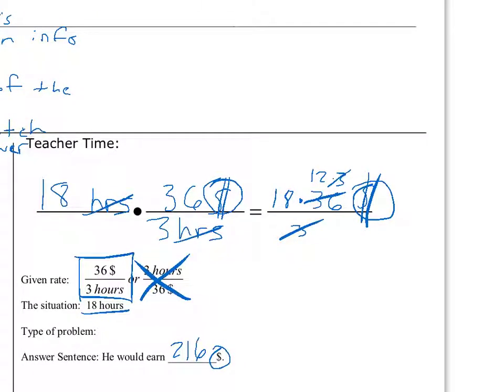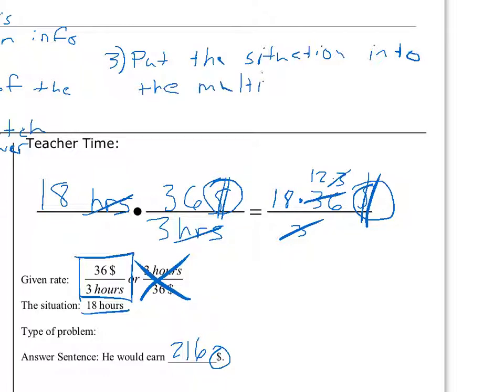Okay, after we have picked our given rate, what was the next thing that we did after we picked our given rate? Perla. Right now we don't have anything to cancel out on the left-hand side. Ian. Put the situation into the multiplication. Using units. Yep, to cancel out extra units.